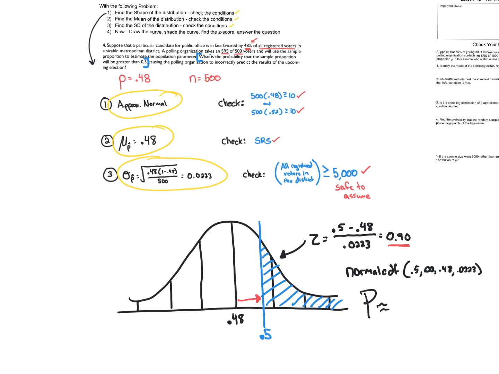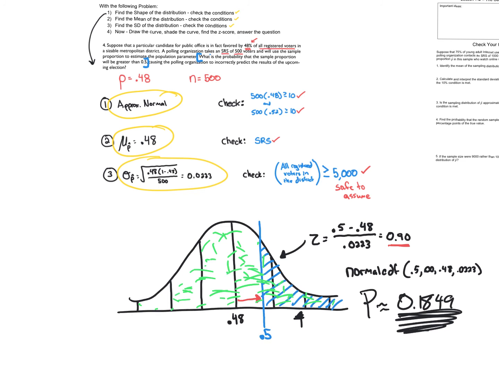Okay, and I'm going to get 0.1849. So about an 18.5% chance that I get a sample. Remember, this curve represents a million different sample p-hats underneath here. We're just theoretically shaping it up for what it should be. So about 18.5% of them lie in that region, or that is the probability that I grab a sample that'll give me a p-hat in that region. So there you go. That's what you're doing.